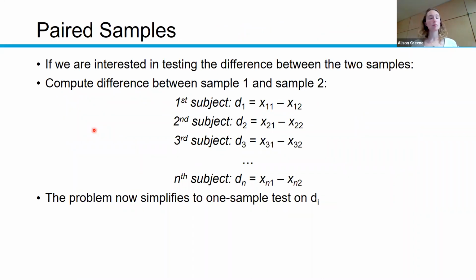I'm not going to go too much into the math of this, but the general process is you'll have two measurements for every subject, and you're interested in the difference between them. So the first thing you're going to do is just create yourself a new variable that is the difference between each measurement on each subject. Once you do that, this now actually simplifies to just a one-sample test on that new variable that you've created.